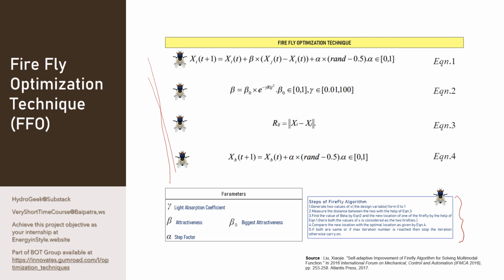Suppose this is your search domain, and from this domain, as is the case for other meta-heuristics also, you randomly select two values, and these two values are equivalent to two fireflies. One is firefly i, another is firefly j. Now, as per the characteristic of fireflies, fireflies always try to be nearer to another firefly based on its brightness. The brighter the firefly is, the more the fireflies which are less bright than it will try to follow it or come near to it.